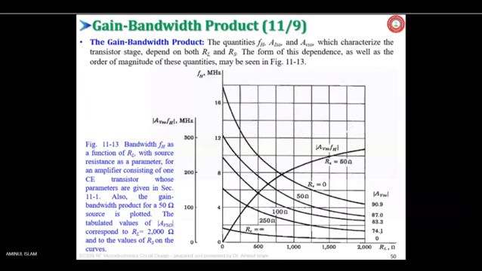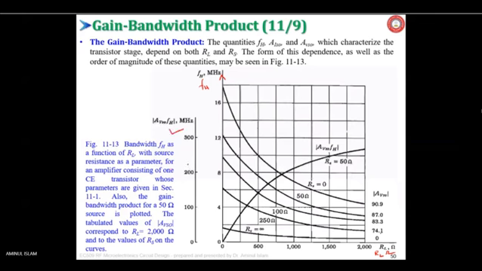See that. First, look at the x-axis, which is your RL in ohm. The y-axis here is your FH, means upper cutoff frequency versus RL. As you can see, as the RL increases, FH decreases. That is one thing. Remember this diagram very carefully. Certain questions will be asked here. So that is important.